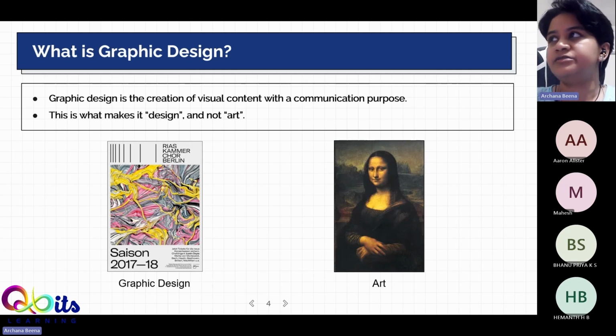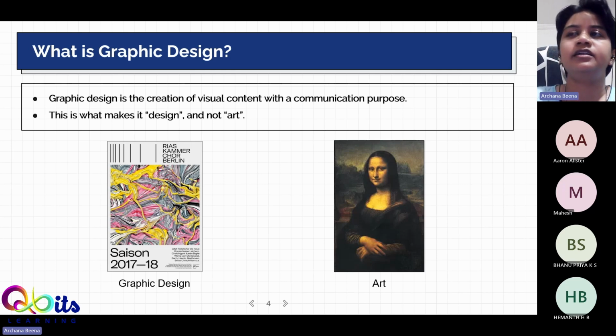Like in the examples I've shown here, we know the Mona Lisa, a very popular piece of art. Everybody all over the world knows about it and knows it to be one of the greatest works of art. It is there to showcase the artist's creative expression and also whatever emotions that the artist wanted to evoke out of the audience.